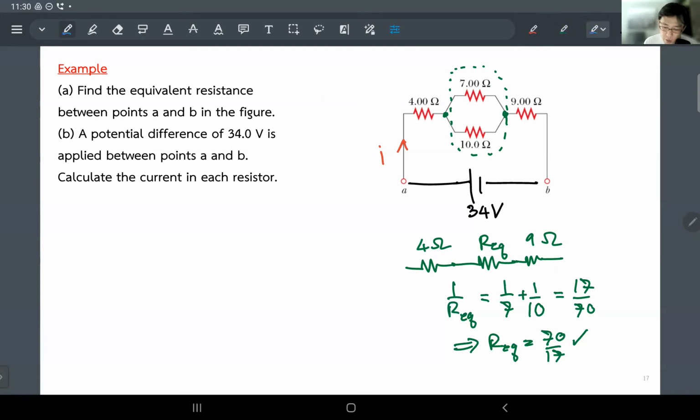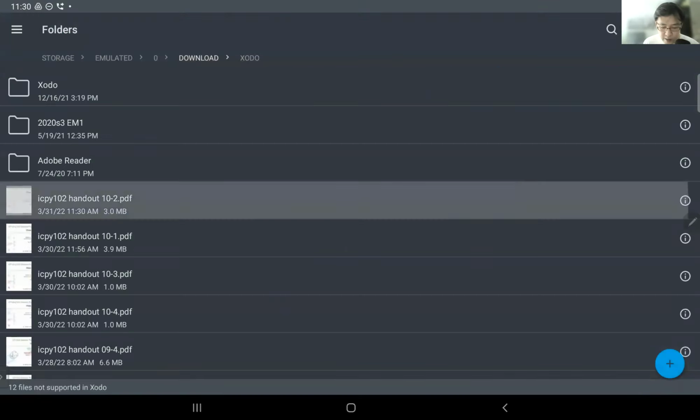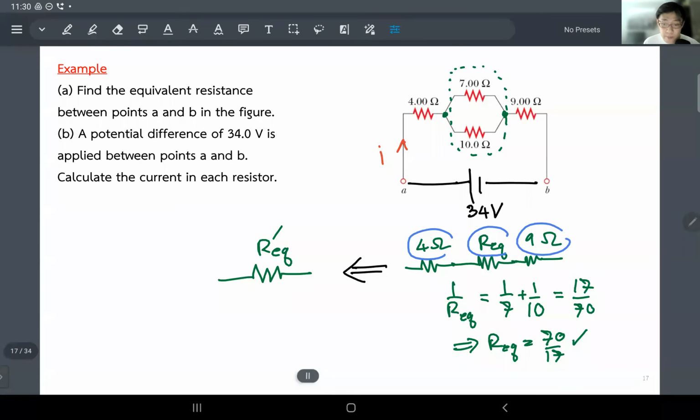Then we have these 3 resistors left. They are all in series connection now. Can you see that? So I can do one more step and combine them into a final single one. Let me call this R equivalent prime, the next equivalent resistance. For this one, I can simply sum them. So R equivalent prime is going to be 4 plus 70 over 17, numbers look so bad, plus 9.